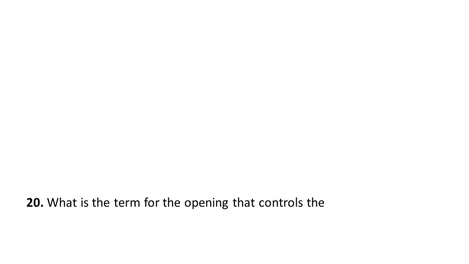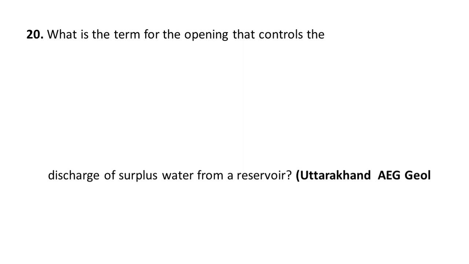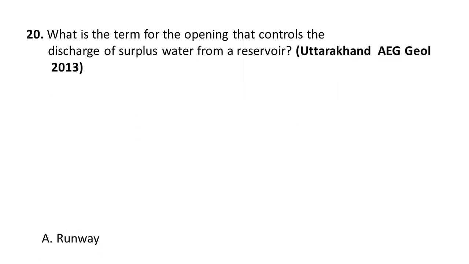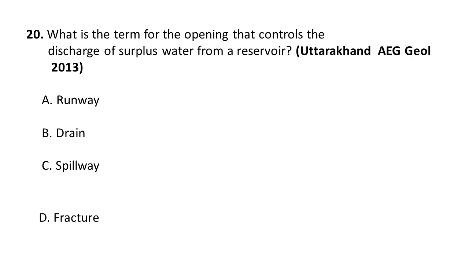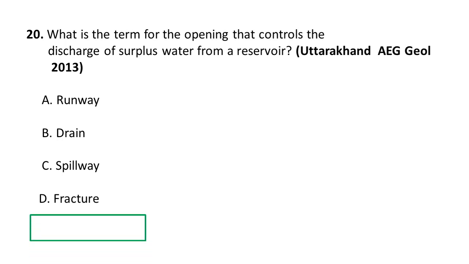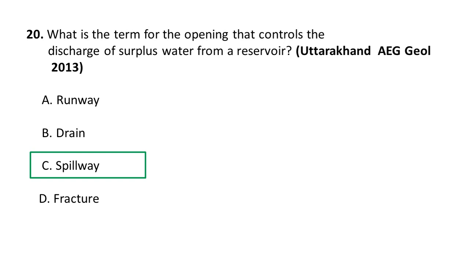Next question. What is the term for the opening that controls the discharge of surplus water from a reservoir? The choices are A. Runway, B. Drain, C. Spillway, D. Fracture. So the correct option is spillway. A spillway is a structure built on or near a dam that allows the water to flow safely away from a reservoir during normal operations and floods. Spillways are a critical part of a dam, designed to protect the dam's integrity, to prevent adverse safety, environmental or economic impacts, and release surplus or flood water from a reservoir, conveying the water to a downstream river or channel.